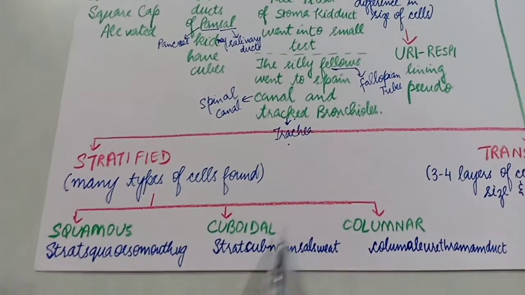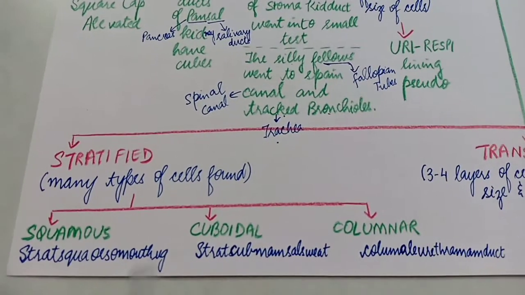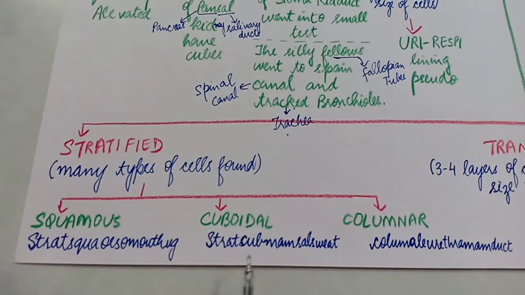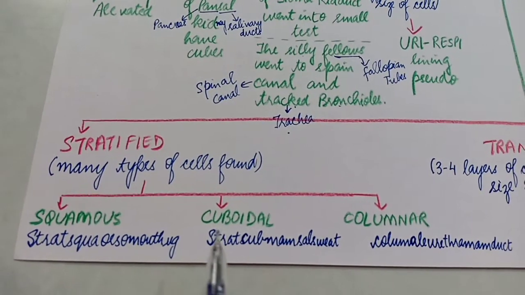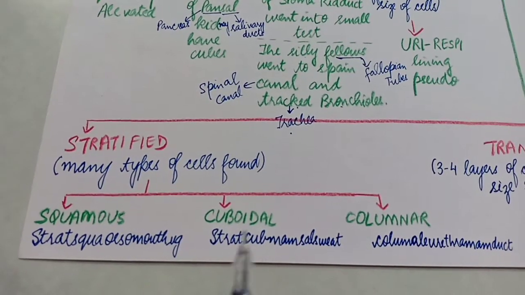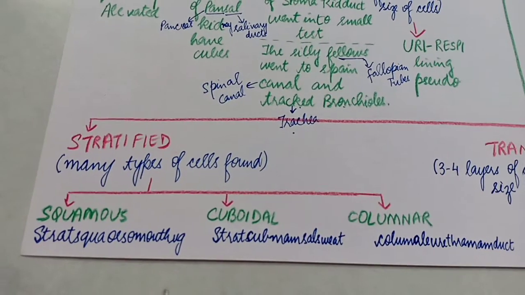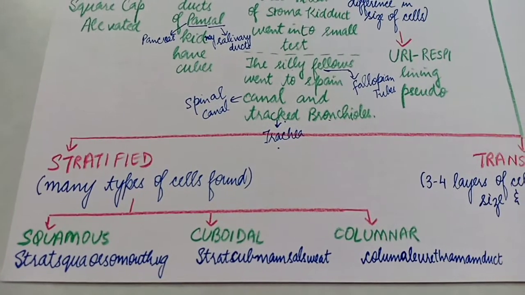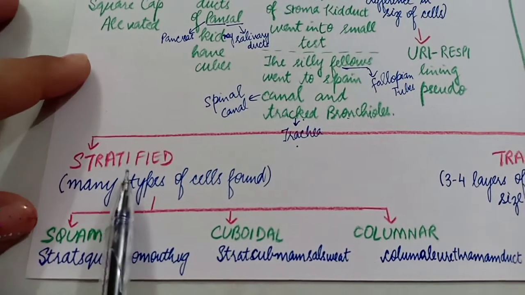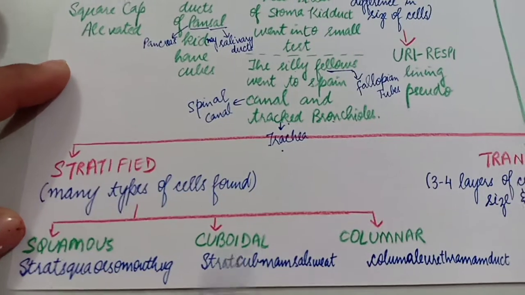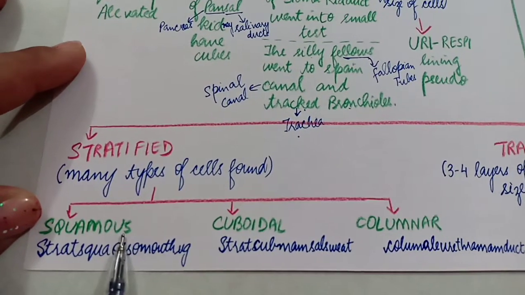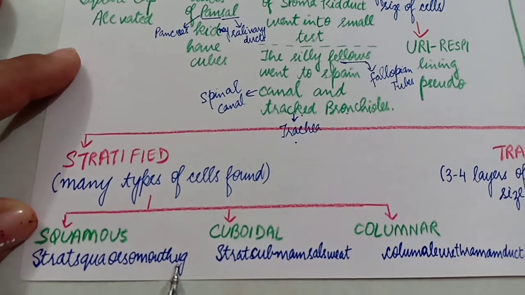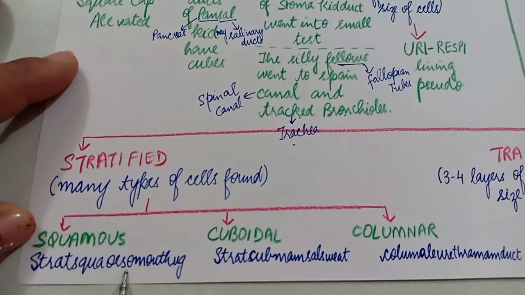Squamous, cuboidal, columnar. Okay, you can get confused with the simple ones and the compound ones, so that's why I've made different tricks, different shortcuts, so that you can remember the simple ones and the stratified ones. Okay, so let's begin. For stratified, squamous, cuboidal and columnar, first squamous. The short form is Strats square eso mouth wedge.